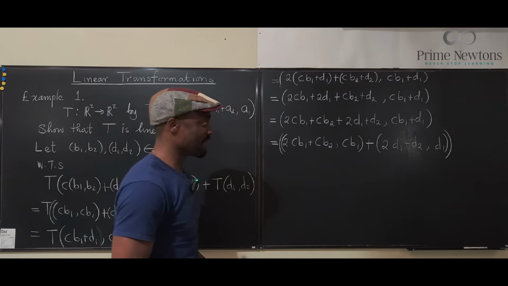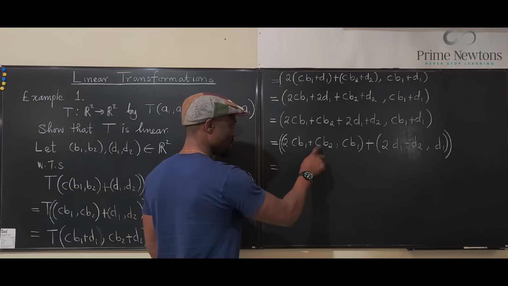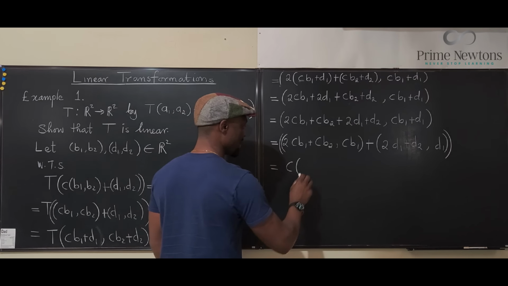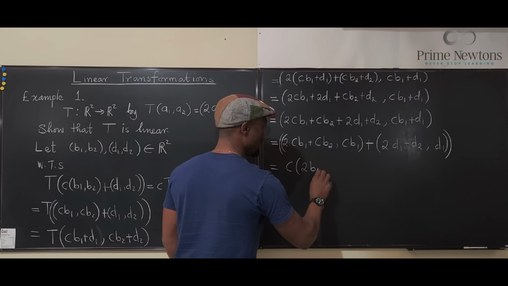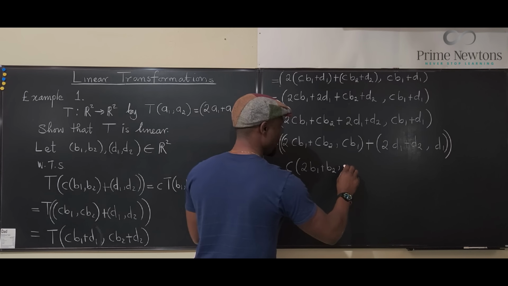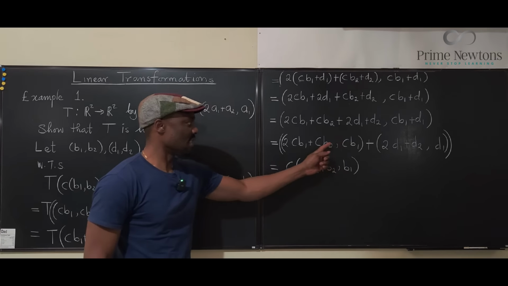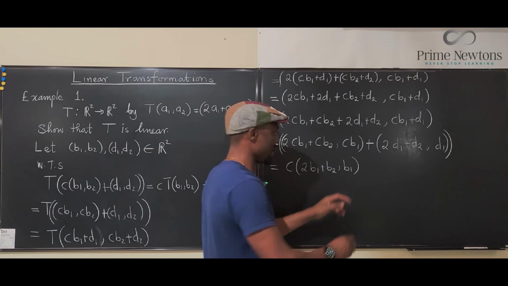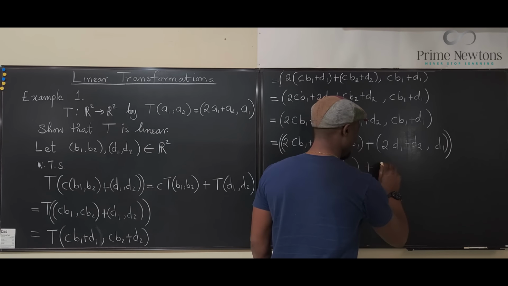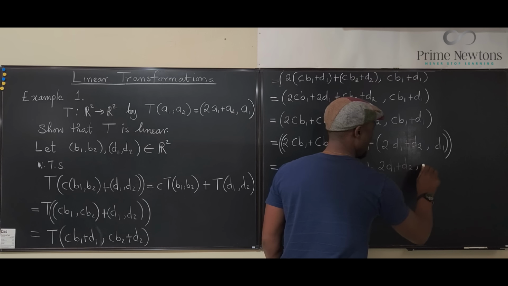So I have two different parts here. Can I narrow this down? This is the same thing as what can come out? C. This is C times 2B1 plus B2, comma, B1. I've taken out the C's. Everybody has a C, right? And here, plus, what can come out? Nothing comes out. It just stays that way: 2D1 plus D2, comma, D1.